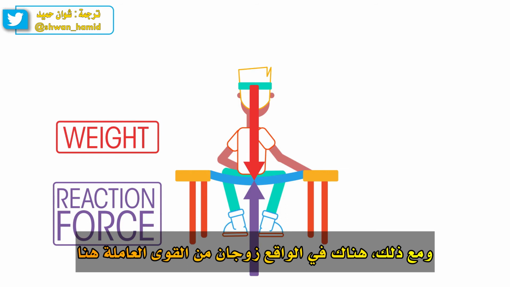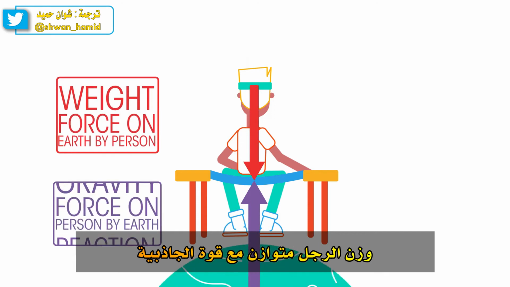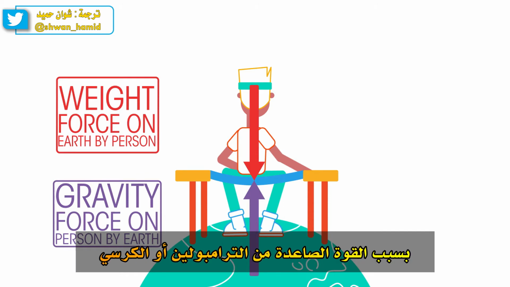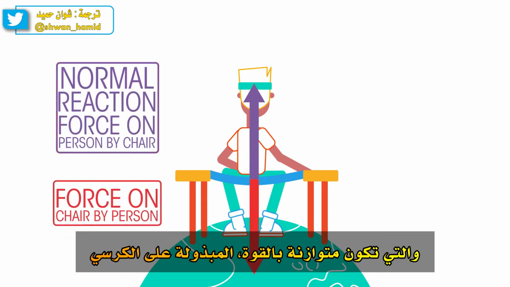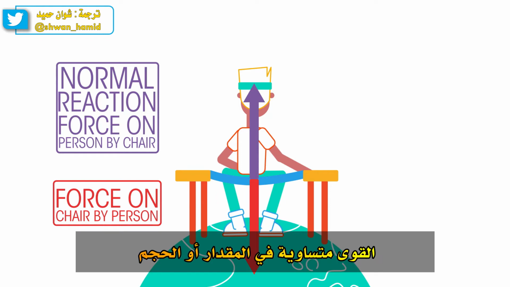However, there are actually two pairs of forces acting here. The man's weight is balanced by the gravitational force he exerts on the Earth. He is prevented from falling towards the Earth's centre because of the upward force from the trampoline or chair, which is balanced by the force he exerts on the chair. The forces are equal in magnitude, or size, but opposite in direction.